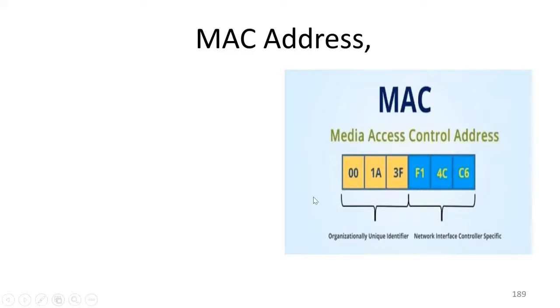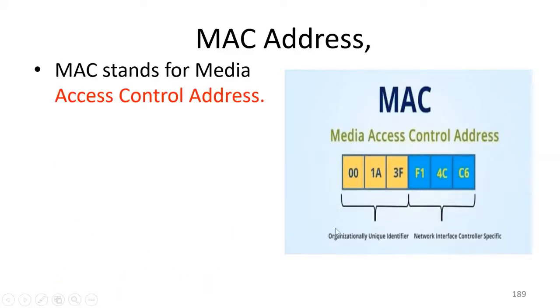Here, this address is divided into two parts. One is the organizationally unique identifier. The next one is the network interface controller specific part. Two parts are there. The yellow shade indicates the organizationally unique identifier, and then the network interface controller specific part. Here two parts.